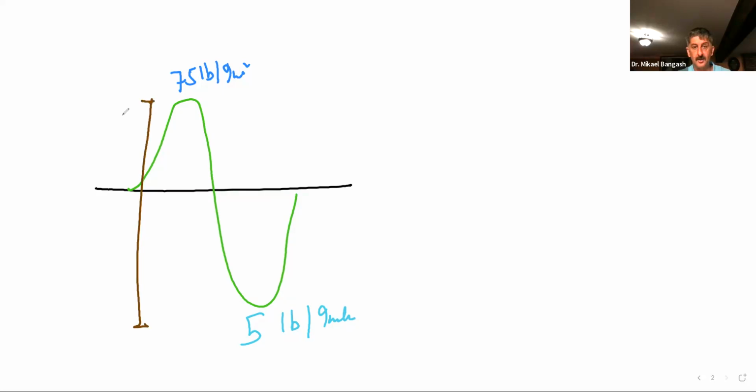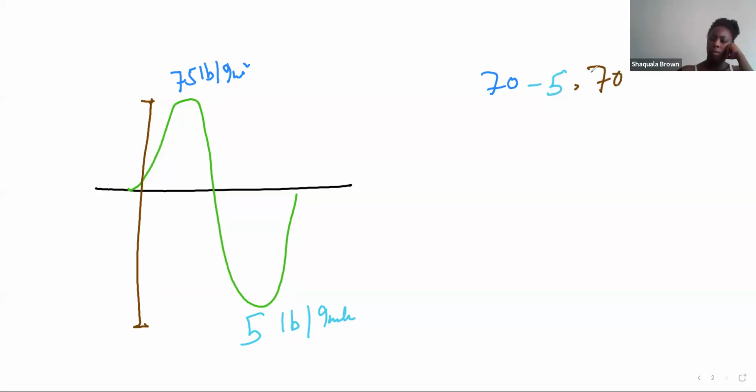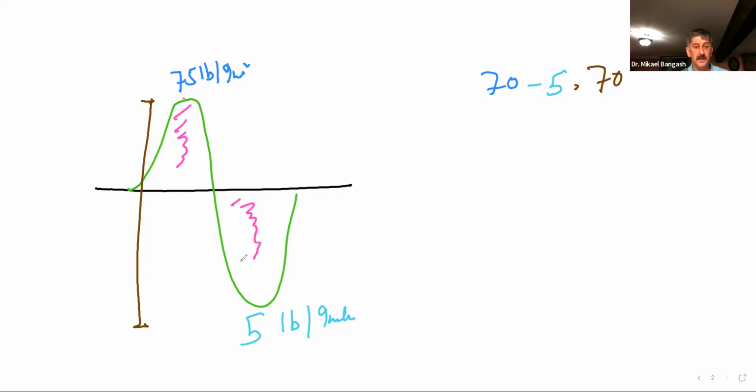You mainly will say it's going to be 75, and we just subtract 5 from it. So what do we get? 70. Now they may ask you what is going to be the amplitude of this. That amplitude goes from the average, which is the mean, to the peak, or from the mean or average to the bottom.